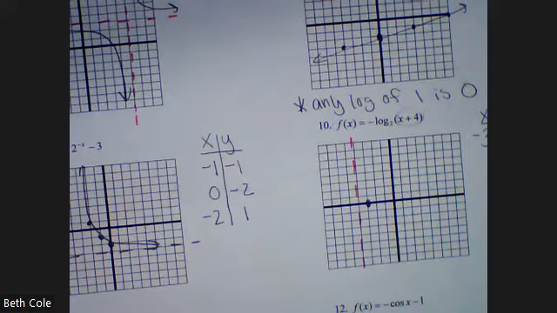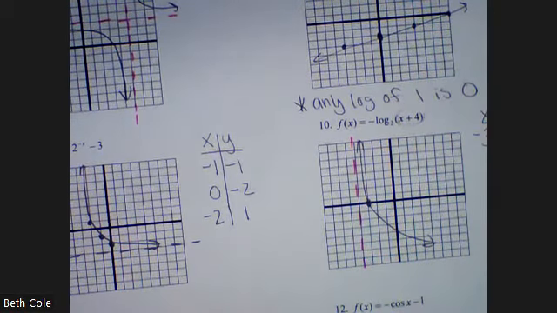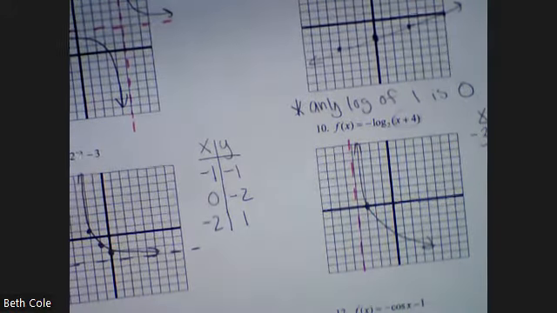Now here's the only thing. Does it swoop up or does it swoop down? Why down? Because there's a negative, so it has to be decreasing. It's going to look like that. That was really hard. That was a very tough problem. As long as you don't cross the asymptote, you're good.